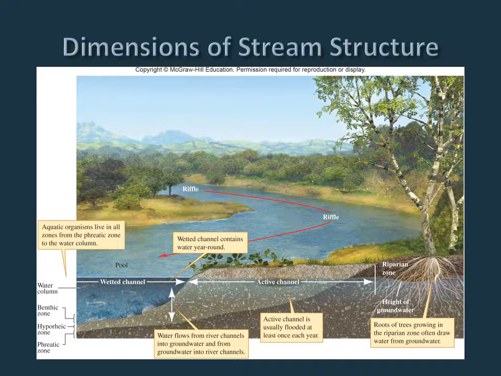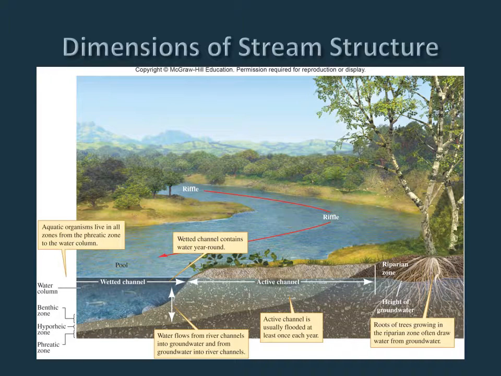Here's another view of the different parts of a stream. So at the top of the picture here, we have this riffle here, and that's a shallow section of stream or river with a rapid current, and a surface that's broken by gravel, rubble, or boulders. So it tends to have that more riffled look to it, so a little more bumpy and choppy water.